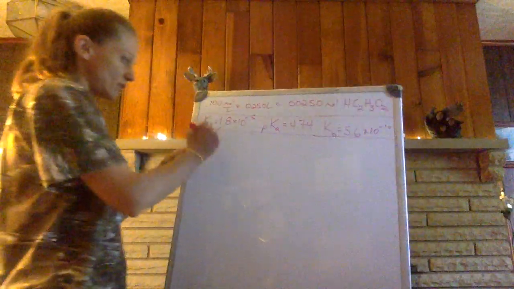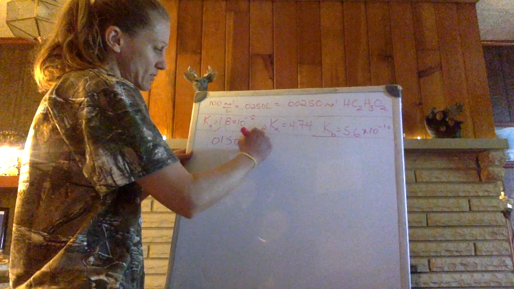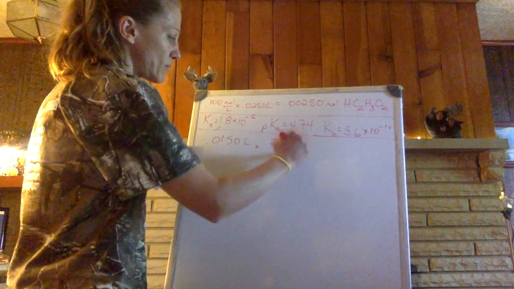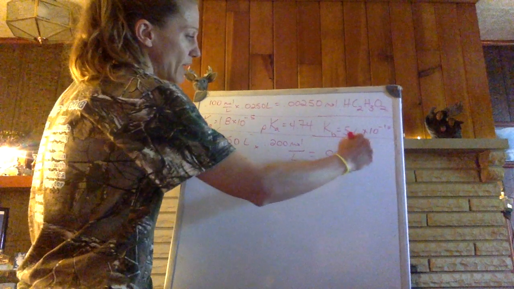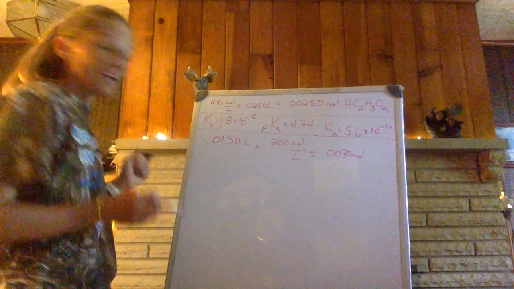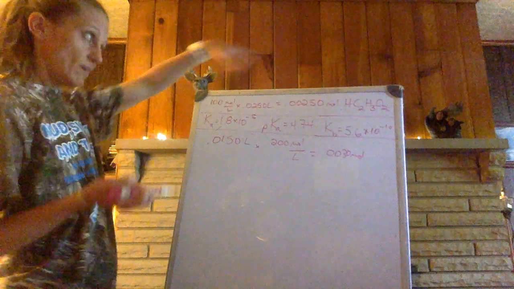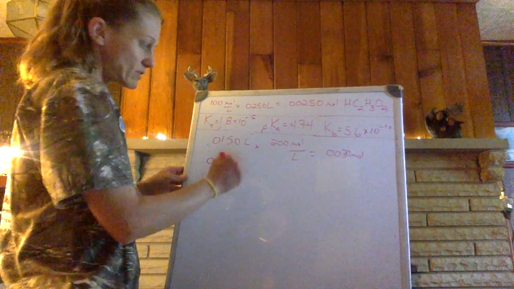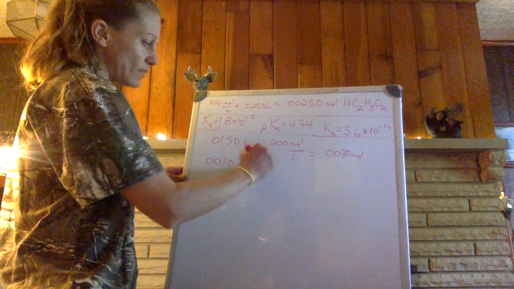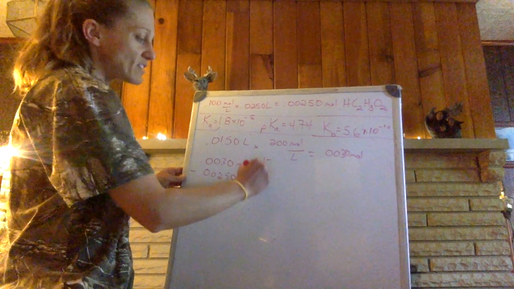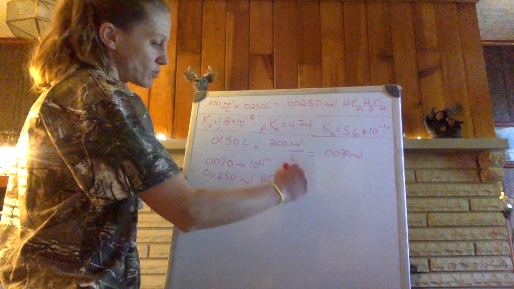So, here we go. 15 milliliters, 0.0150 liters times my concentration, 0.200 moles per liter, gave me a whole pile of moles. 0.0030 moles there. This is past the amount of acid. Yes. 0.0030 moles of OH minus, minus my 0.00250 moles of acetic acid, HC2H3O2. What does this leave me?